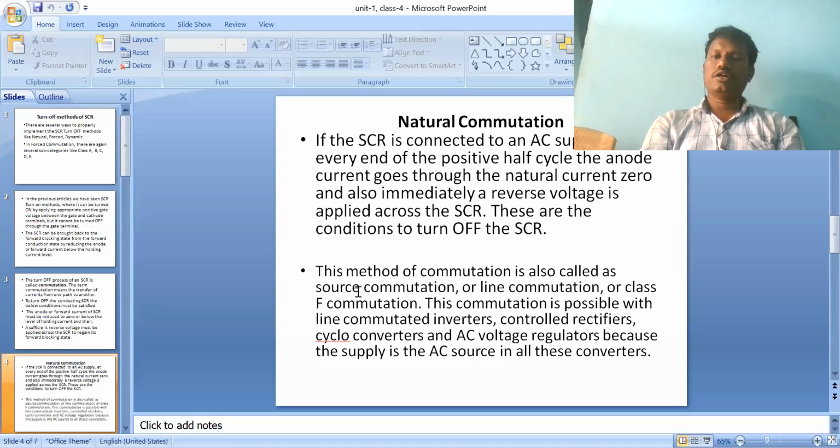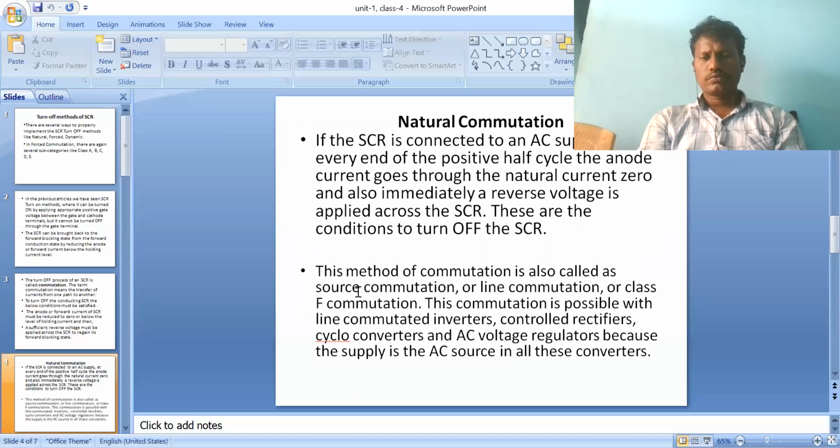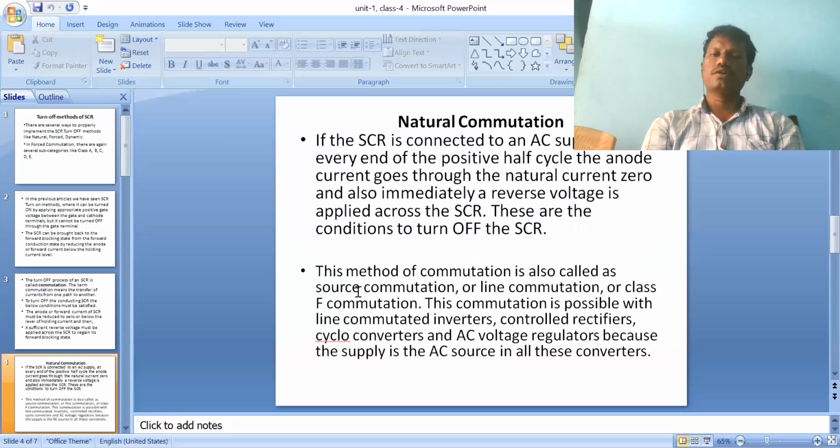There are three commutations, but we discuss only two: natural commutation and forced commutation. What is meant by natural commutation? If the SCR is connected to an AC supply, what do we know about AC supply? It alternates: positive half cycle, negative half cycle, repeated continuously. During every positive half cycle the SCR automatically comes to on state. At the end of every positive half cycle the positive voltage and current become zero. During that state the SCR automatically turns off.